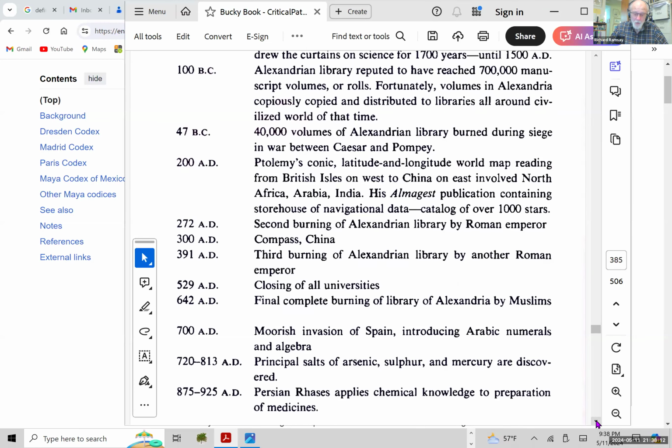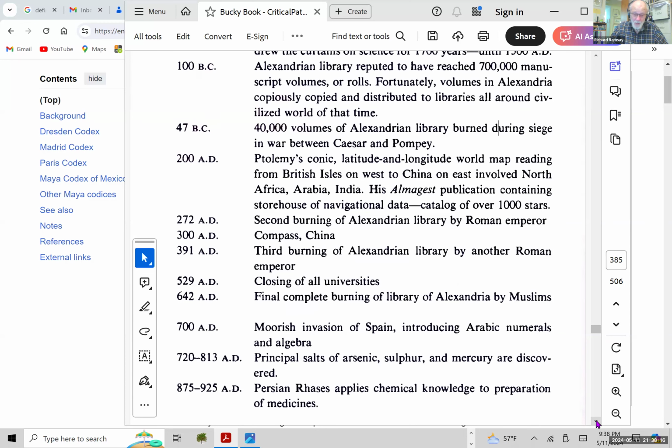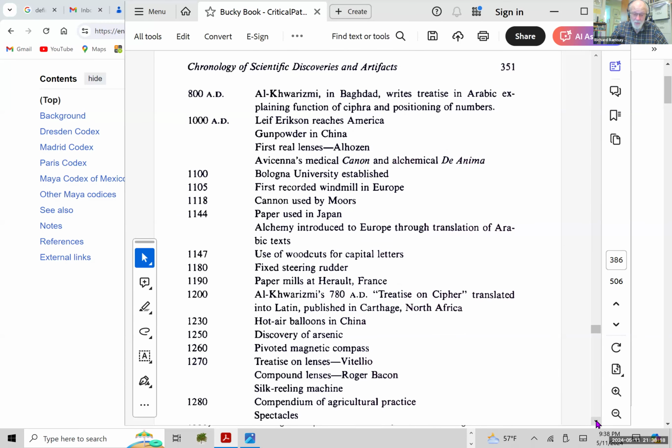And then we can go over to the next page. It starts at 800 AD, and it says at 1000 AD, Leif Erikson reaches America. And of course, Leif Erikson would have come from the Scandinavian countries, one of the Vikings. Right.